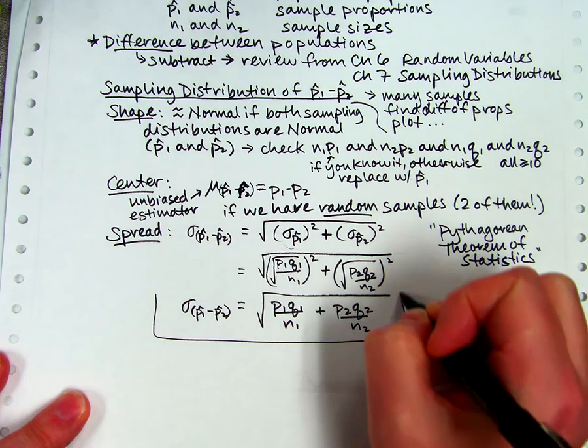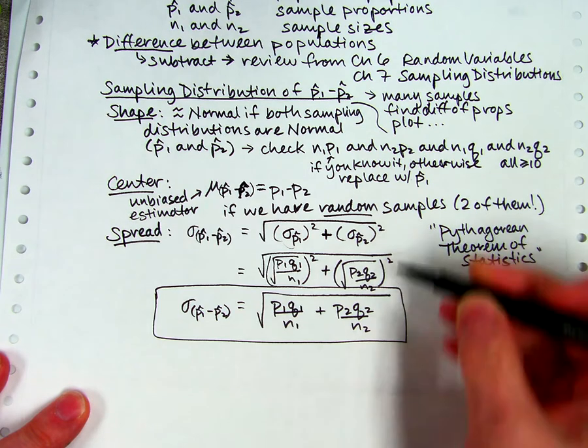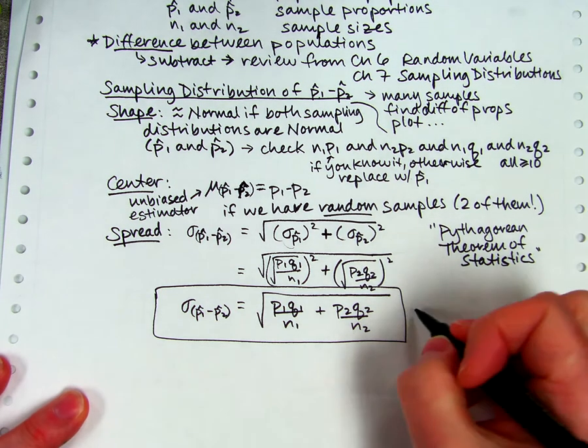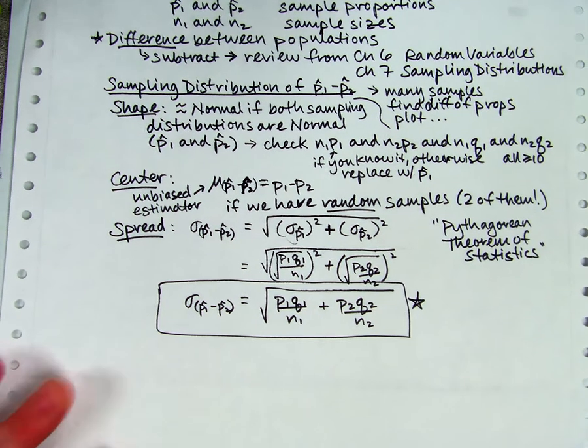I'm putting a box around this version because it's the one we're going to use. This is just showing you where it came from, and then this is the one we're going to use. Star by it or something. Now, when is this true?